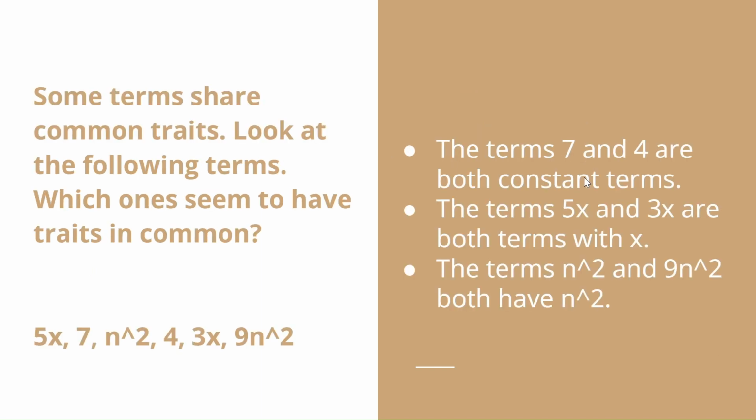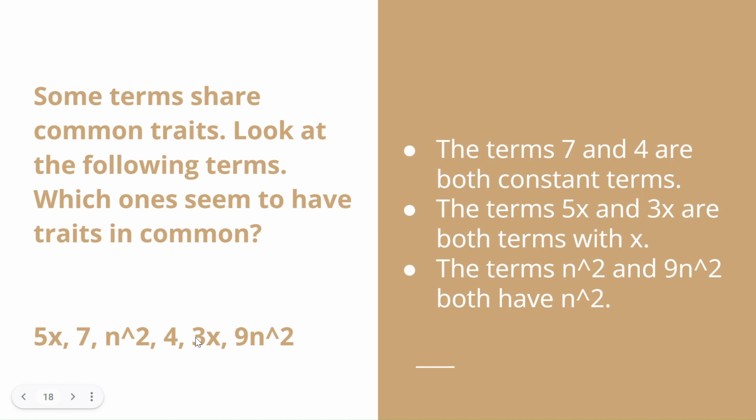Some terms share common traits. Look at the following terms. Which ones seem to have traits in common? We can see that the terms 7 and 4 are both constant terms. The terms 5x and 3x are both terms with x. And the terms n to the power of 2 and 9n to the power of 2 both have n to the power of 2.